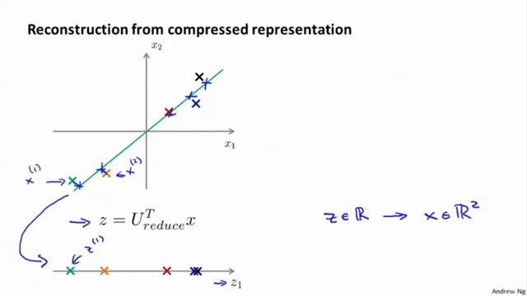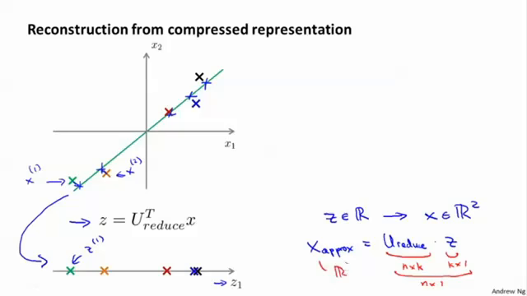Whereas Z equals U reduce transpose X, if you want to go in the opposite direction, the equation is X approx equals U reduce times Z. Just to check the dimensions, U reduce is going to be an n by k dimensional matrix, and Z is going to be a k by 1 dimensional vector. So when you multiply these out, that's going to be n by 1, and so X approx is going to be an n-dimensional vector.